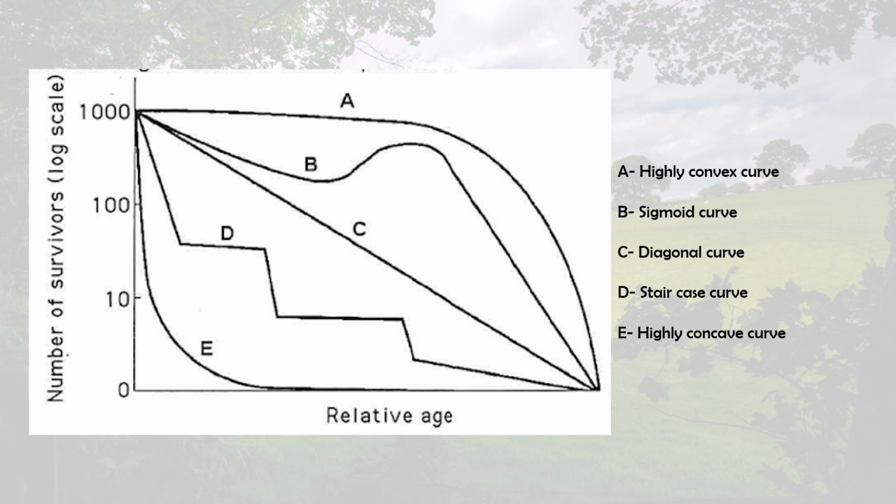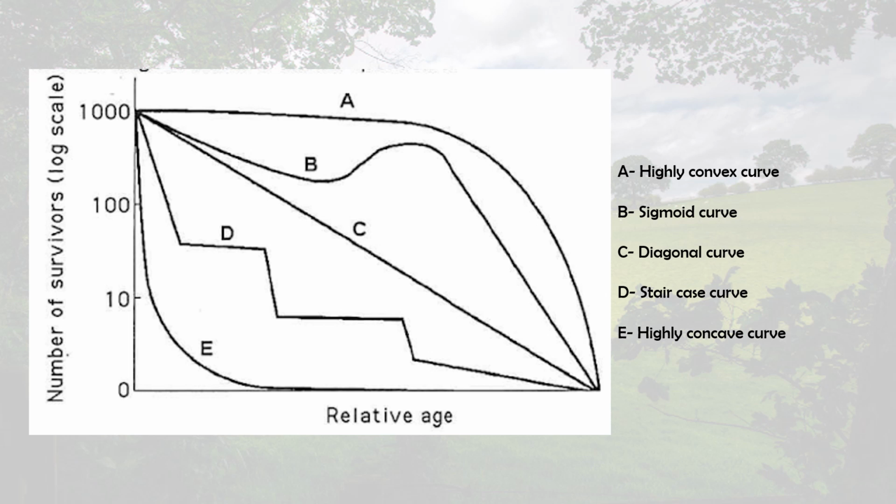And B is the sigmoid curve that I was mentioning. It is a type of diagonal curve. It's seen in many birds, mice, and rabbits. Here you can see that the mortality rate is high in the young, but lower or nearly constant in the adult stages. Here you can see the formation of an S-shaped curve, and C1 is the diagonal curve, that's constant mortality rate throughout the life, which is impossible.